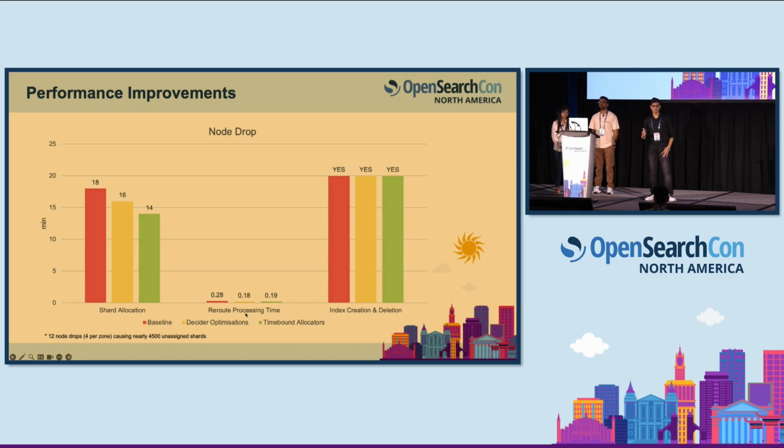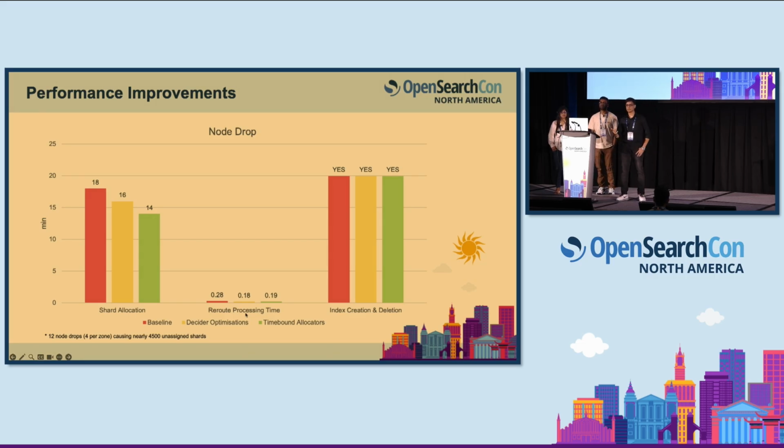Again, because let's say in a cluster with 1,000 nodes and 500,000 shards, if you dropped 12 nodes, which led to nearly 4,500 to 5,000 unassigned shards, since the shard count to allocate is very small, you would still have a nearly equal shard allocation time. The reroute processing time was obviously within the range, since you don't have a lot of unassigned shards to allocate. The index creation and deletion were passing in all the behaviors.